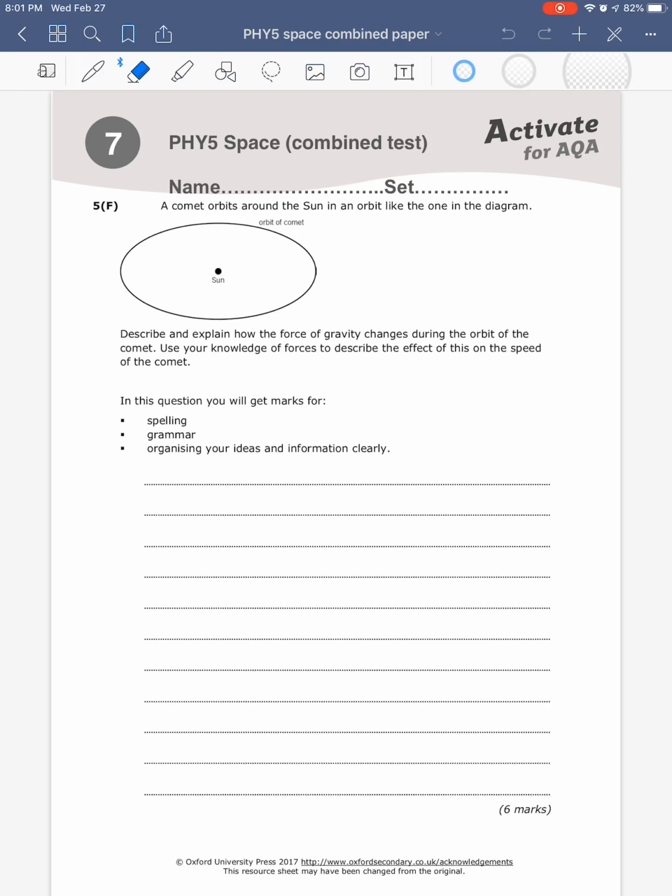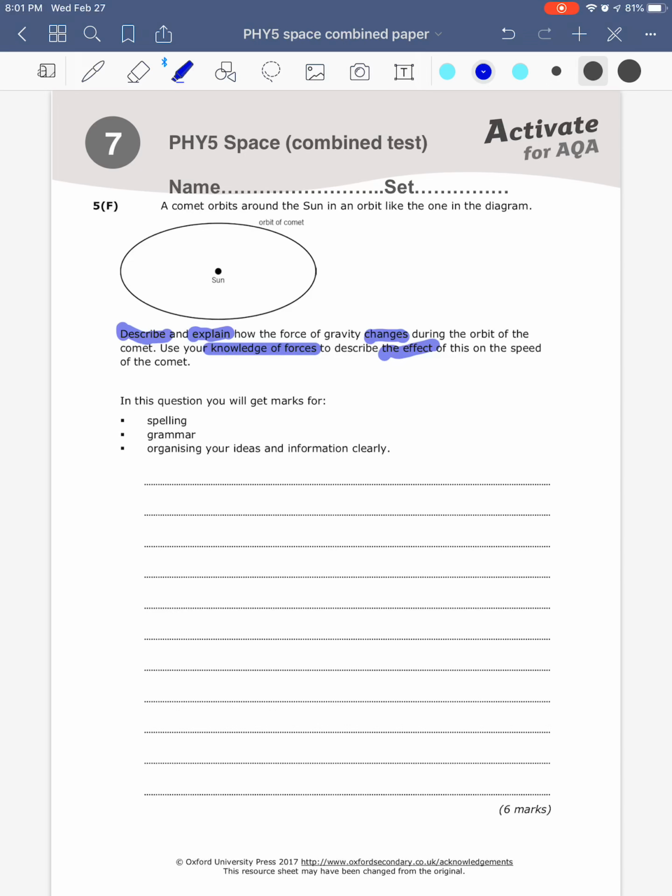Okay, I just want to talk and give some information that'll probably help with answering a question like question 5 here. This is a 6-mark question where it's asking you to describe and explain how the force of gravity changes during the orbit of a comet, and to use our knowledge of forces to describe the effect.